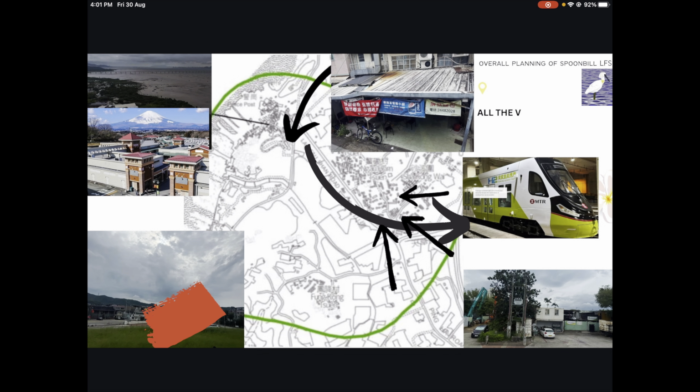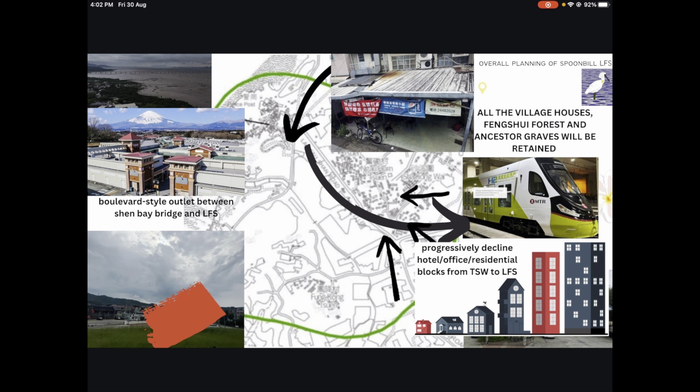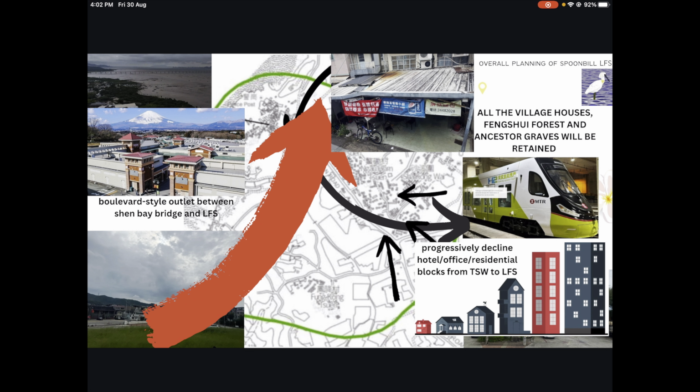On top of the original spoonbill care plan, we are going to replace the brownfield with the boulevard-style outlet and also progressively declining building blocks from Tinshui-Wai to Lafoshan. All the village houses, Fengshui forest, and ancestral graves should be retained to respect the local people and enhance the local color, while the land use conflict can be relieved.